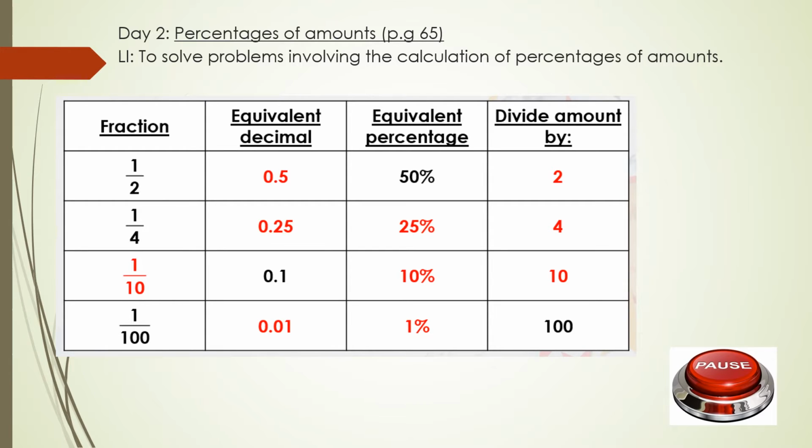The fraction 1/10 is equivalent to 0.1. The equivalent percentage is 10%, and to find 10% of an amount, all you need to do is divide the amount by 10. 1/100th as a fraction is the same as 0.01, which is 1%, and to find 1% of an amount, you need to divide by 100.